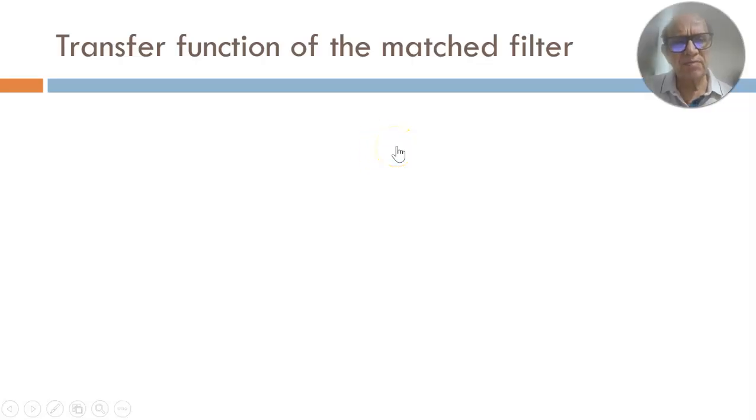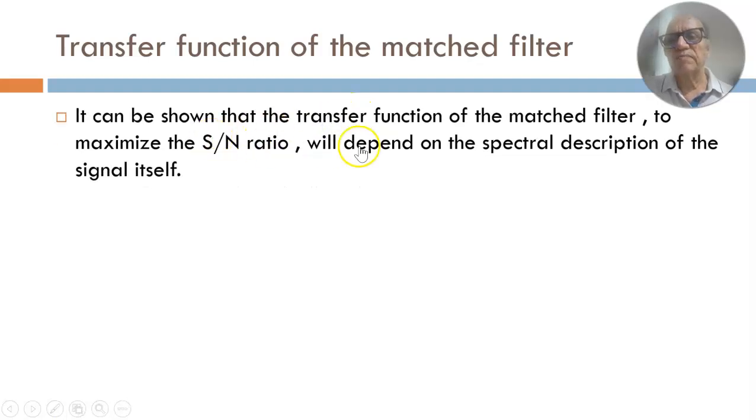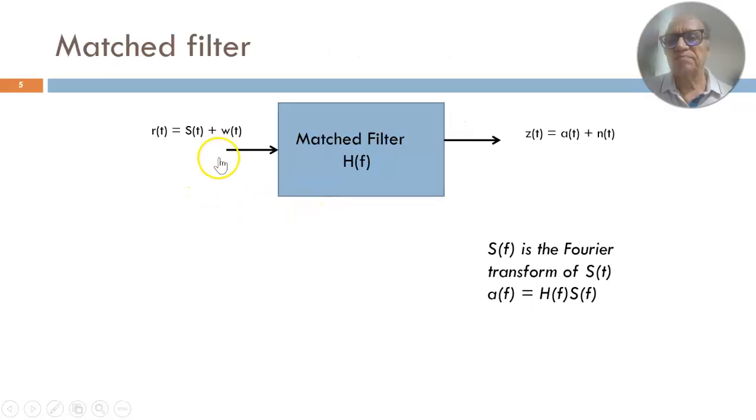Design of any filter basically means that you must know how H(f) varies as a function of frequency, amplitude as well as phase. Now, it can be shown that the transfer function of the matched filter to maximize the SN ratio will depend on the spectral description of the signal itself. And that is the reason it is called a matched filter. The frequency response is matched to the band spectrum of the signal itself. Okay. So, the next couple of slides will show you why this is so. So, we'll do the analysis for that.